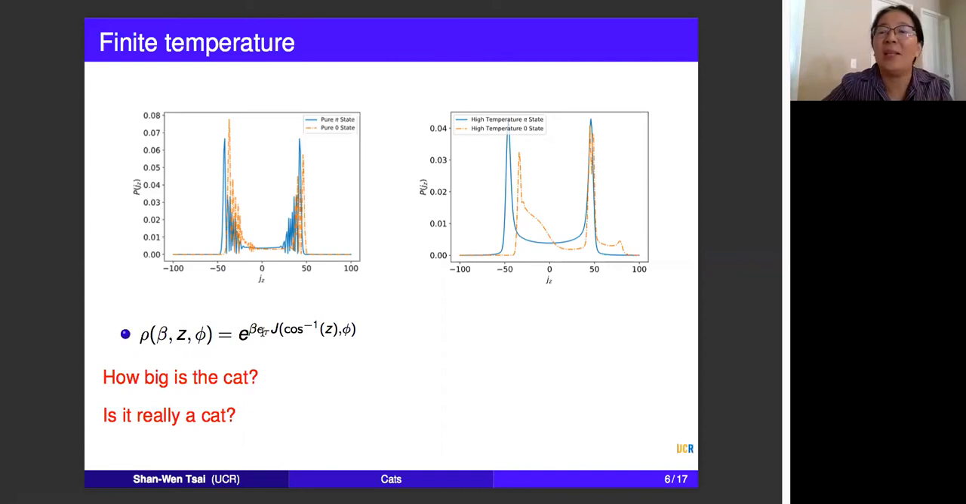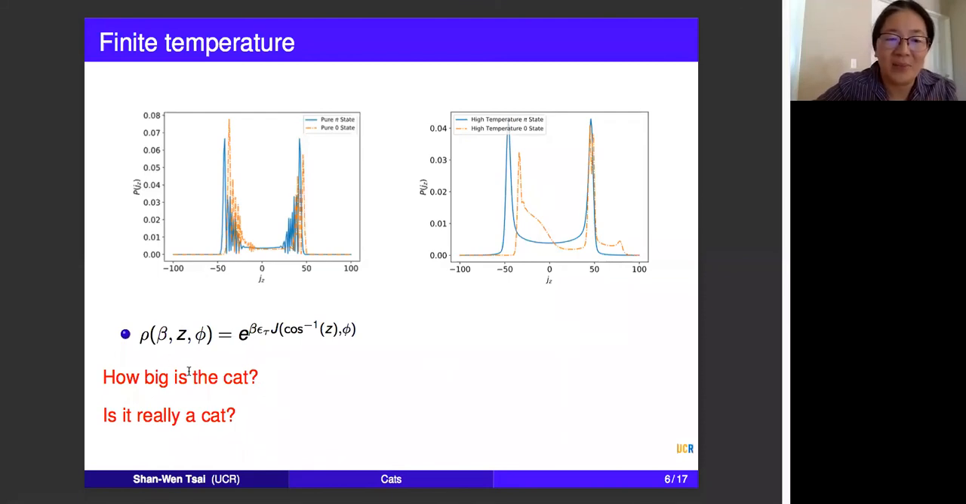And the question is, what happens first? Will it smear out so that the alive and the dead are not well distinguished anymore? Or will it still keep the definition of alive and dead, but not be indefinite anymore, becoming a mixture because of temperature? When we look at zero temperature and finite temperature, they all have this double peak structure. Are they really cats? And when they are, how big is the cat?